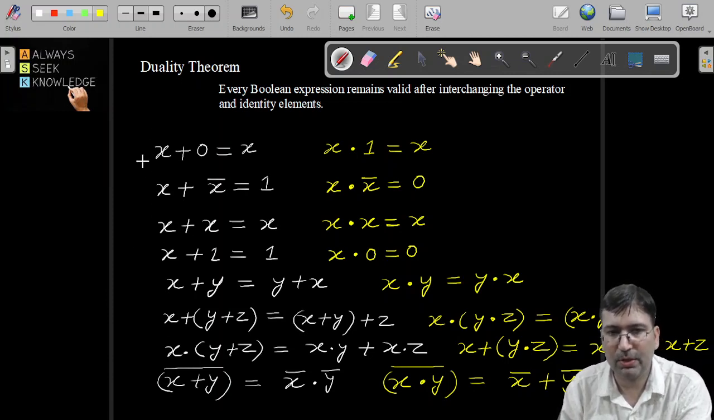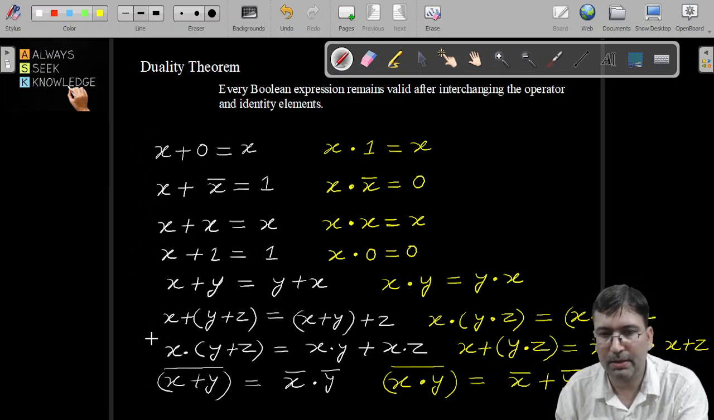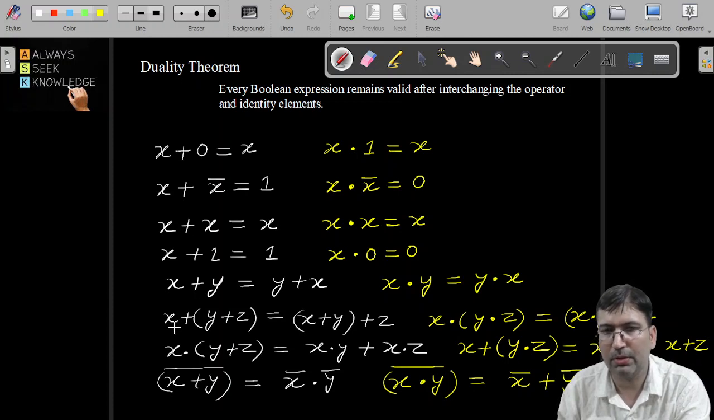In case I ask any question in any further class or in your continuous assessment on the duality theorem, you must be able to do it.